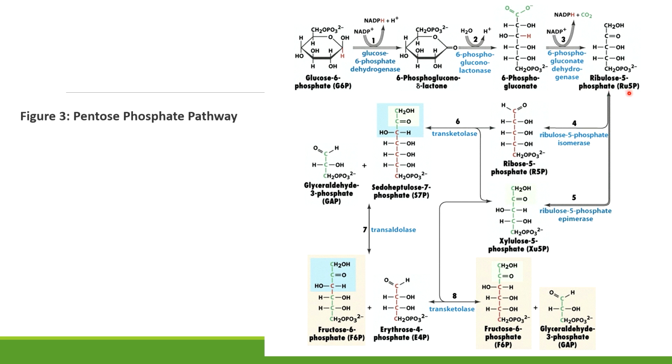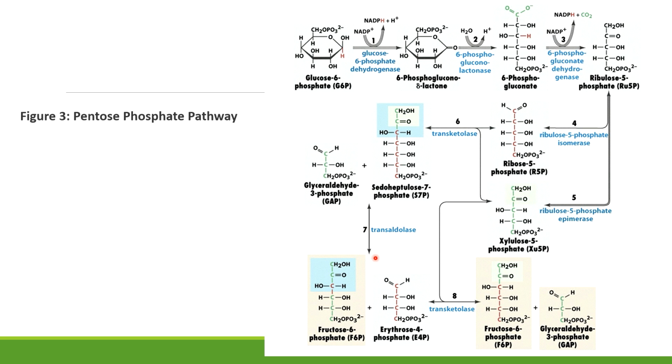Now the 6-phosphogluconate is converted to ribulose 5-phosphate by 6-phosphogluconate dehydrogenase, where you have one more NADPH formed and one molecule of carbon dioxide is released. Now from here you have the formation of either ribose 5-phosphate or xylulose 5-phosphate. So ribose 5-phosphate is formed by the enzyme ribulose 5-phosphate isomerase, while xylulose 5-phosphate is formed from ribulose 5-phosphate epimerase. So these two, in the presence of transketolase enzyme, can lead to the formation of glyceraldehyde 3-phosphate and sedoheptulose 7-phosphate.